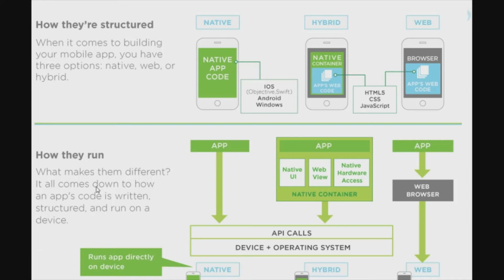Okay, how do they run? This one is an application using the API call in the device plus operating system. For native, it runs directly on the device. Okay, and then for hybrid we have native UI, user interface, web view, and native hardware access. So a combination of the native container and the web technology.